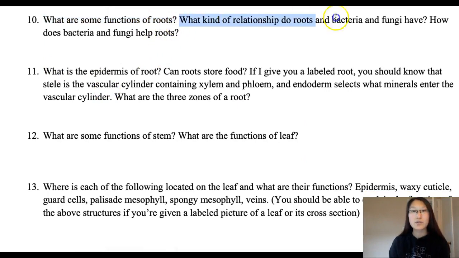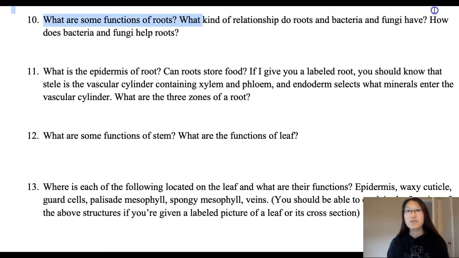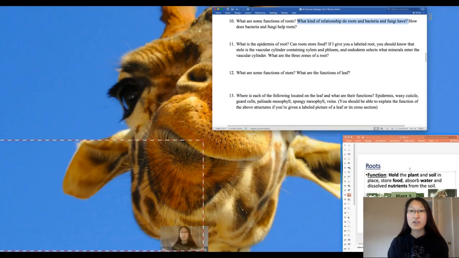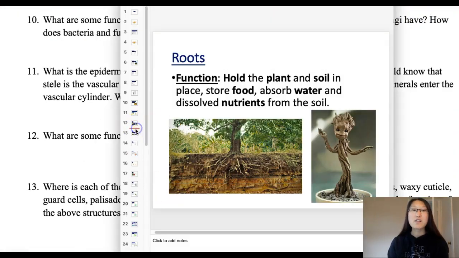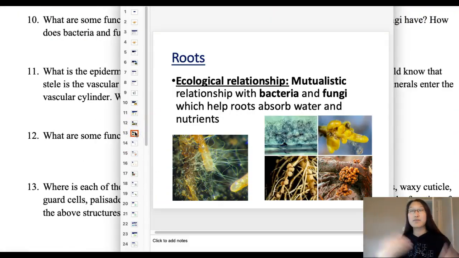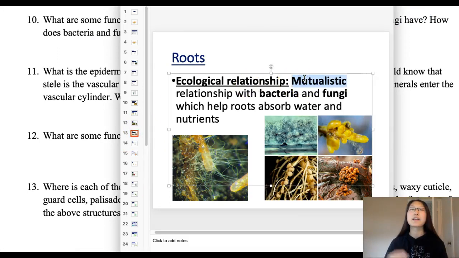What kind of relationship do roots and bacteria and fungi have? It's a symbiotic relationship. Symbiotic means any kind of close relationship, but moreover, it's a mutualistic relationship, meaning bacteria and fungi benefit from the roots by the roots providing them a space for living, for example, and these bacteria and fungi help roots absorb water and nutrients.